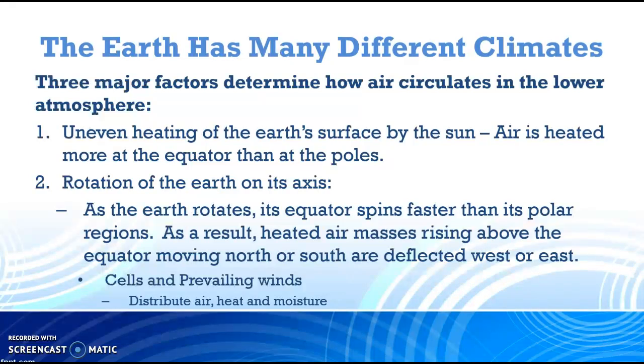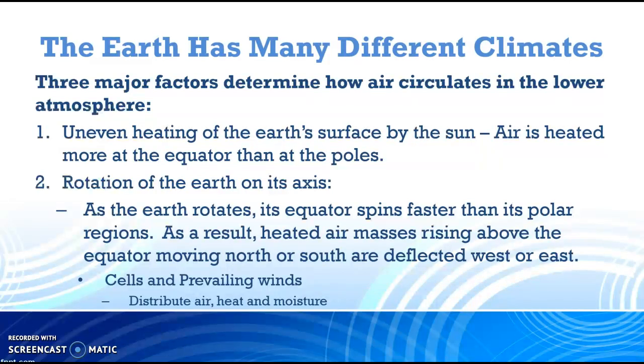There are 3 major factors that determine how air circulates in our lower atmosphere. And again, the lower atmosphere is where most of our weather patterns occur. The first thing is uneven heating of the Earth's surface by the sun. We know air is heated more at the equator than at the poles. That's why people located near the equator are living in warm tropical climates, while people living near the poles are in colder climates.